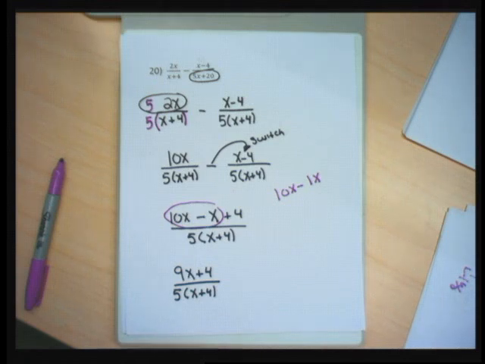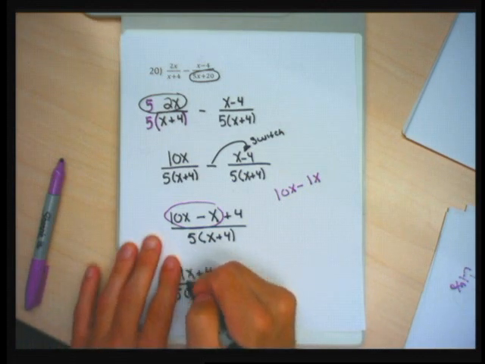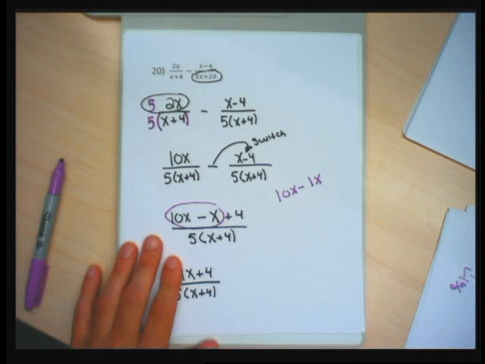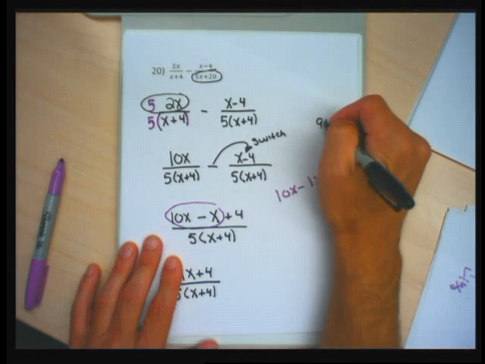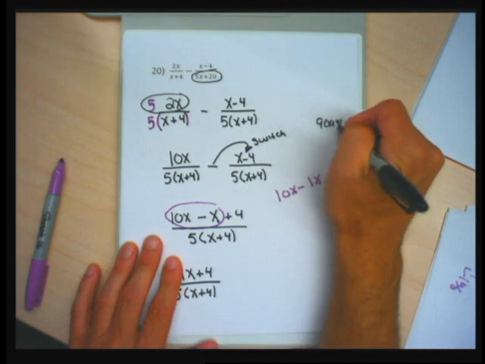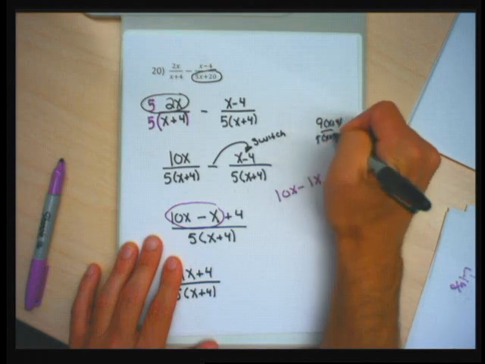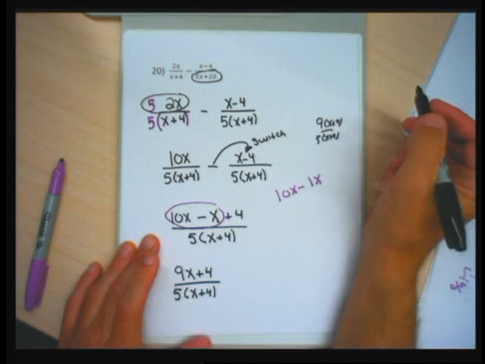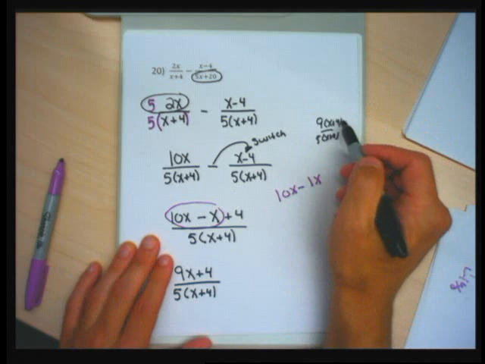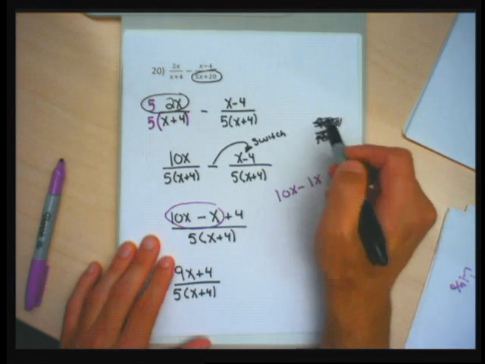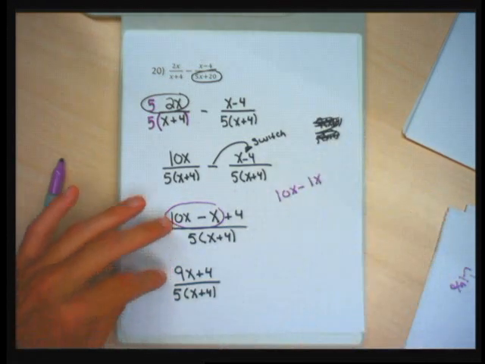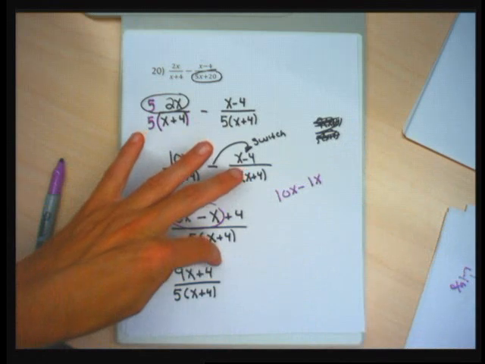Now I look at this, it almost looks like it's reducible. It looks like I could cancel the x plus 4s, but I can't. If this 9 was in parentheses next to an x plus 4, I could cancel. If I had something like 9 times x plus 4 over 5 times x plus 4, that's cancelable because the x and the 9 are separated. This is not reducible. There's no common factor, so I can't get a 1 parentheses factoring.